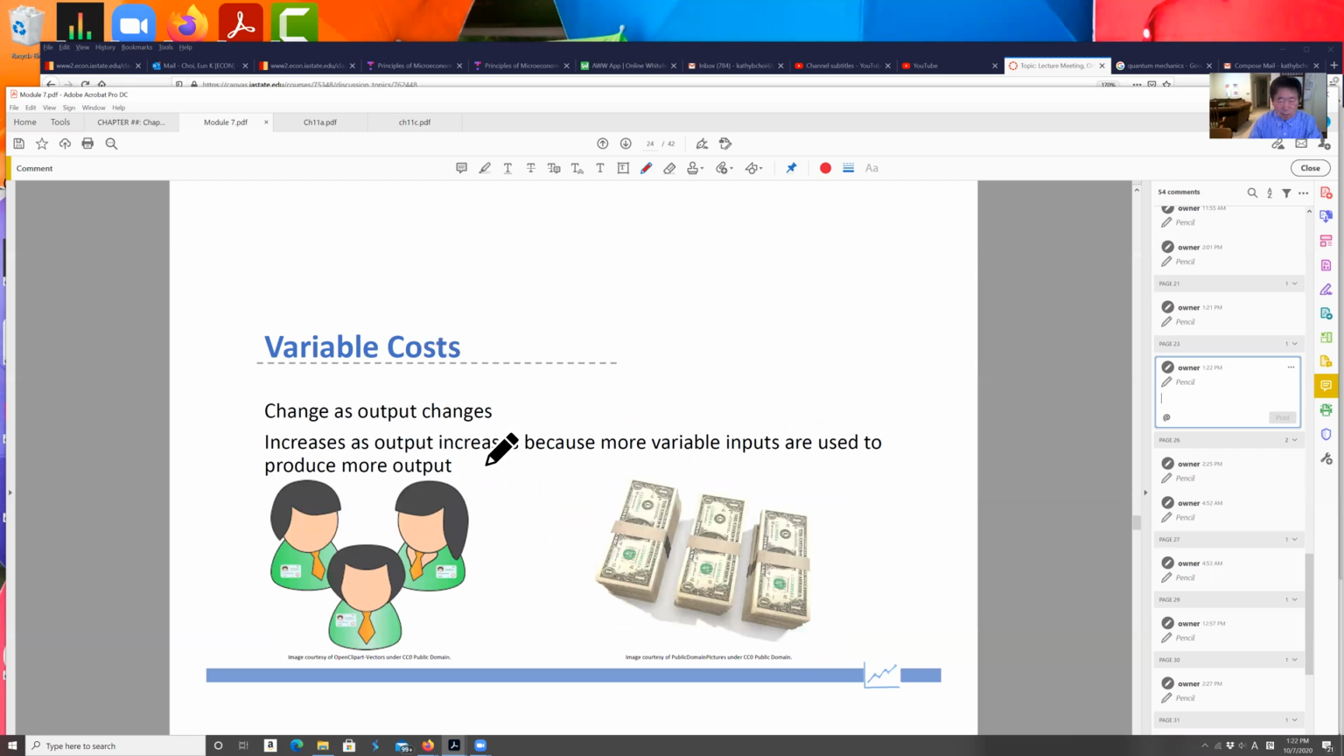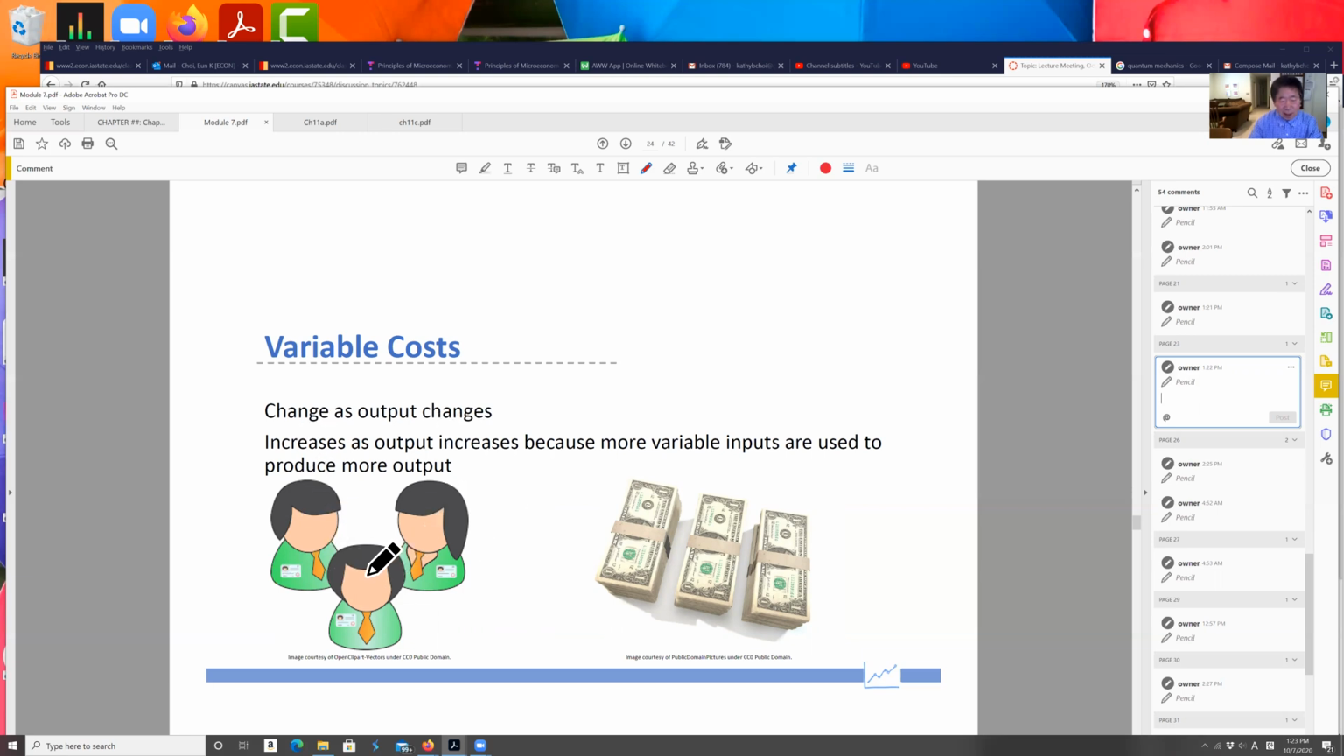Variable costs, usually in the United States, that would be the cost of labor. A single person cannot do very much. So if you want to increase output, you have to hire a bunch of people, a bunch of workers. Some are skilled workers, others are unskilled workers. Still others are semi-skilled workers, etc. You have to pay them wages, okay?